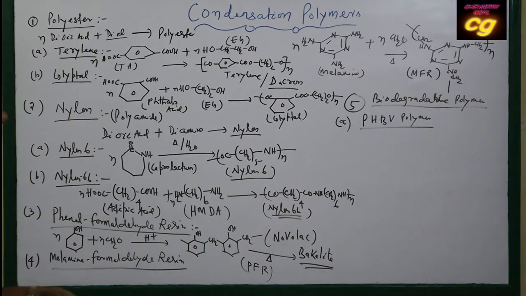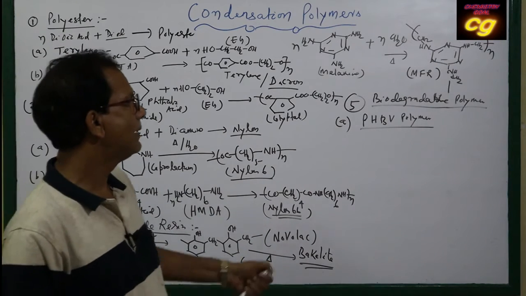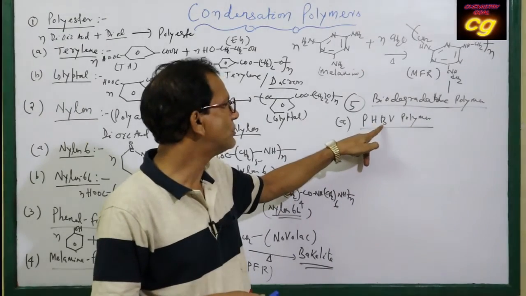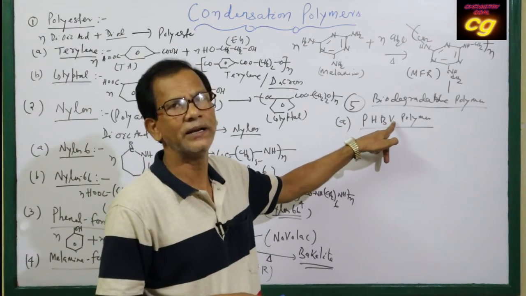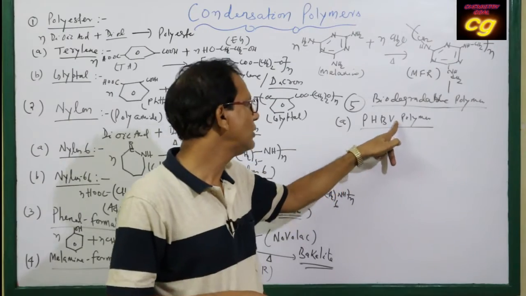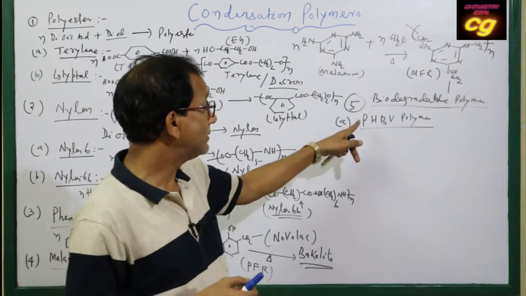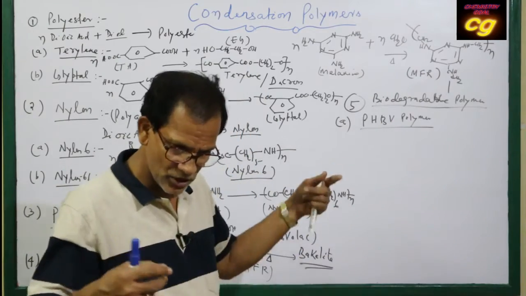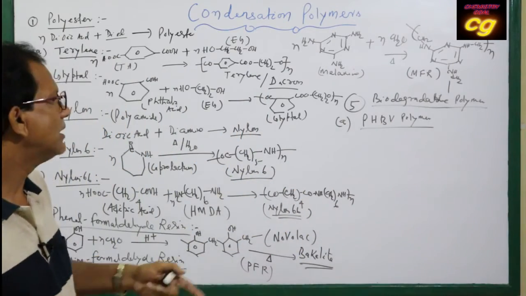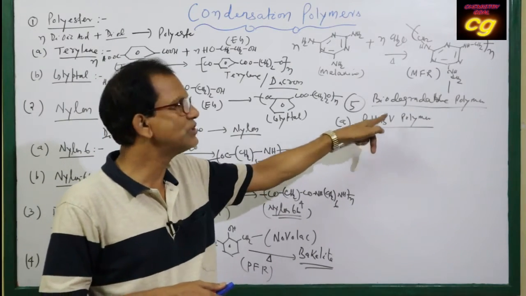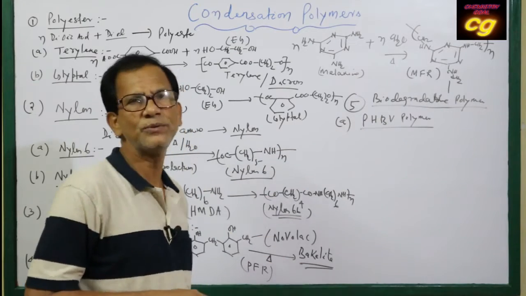What is PHBV polymer? P stands for poly, H stands for hydroxy, butyrate and valerate. B means butyric acid, V means valeric acid. So when hydroxy butyric acid and hydroxy valeric acid are condensed, combined, it results in this polymer of hydroxy butyric acid and hydroxy valeric acid.